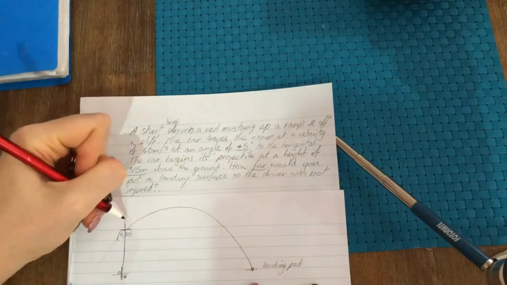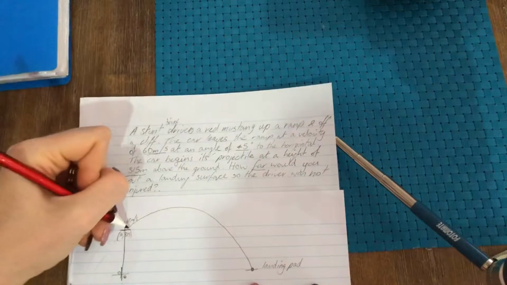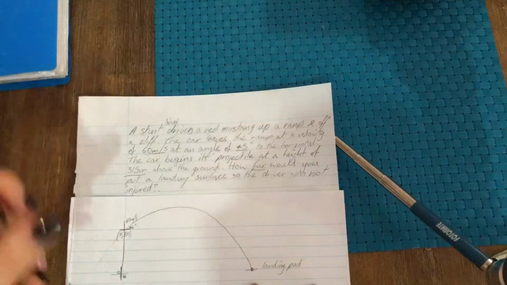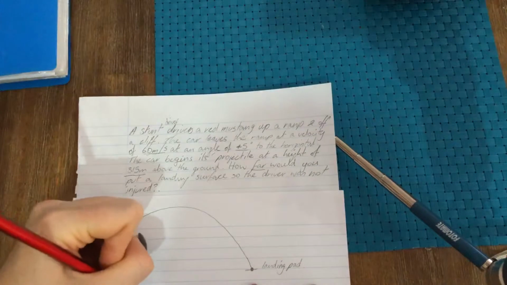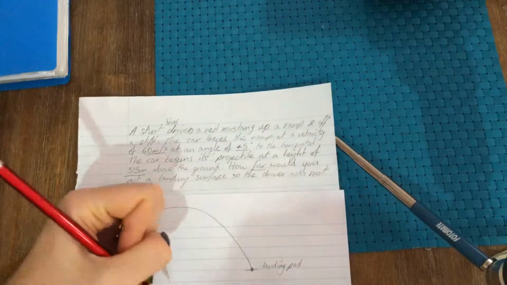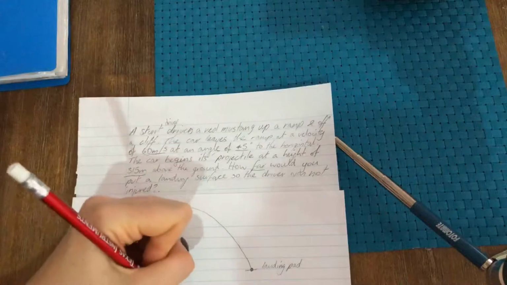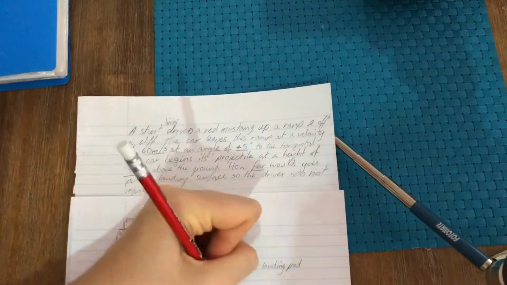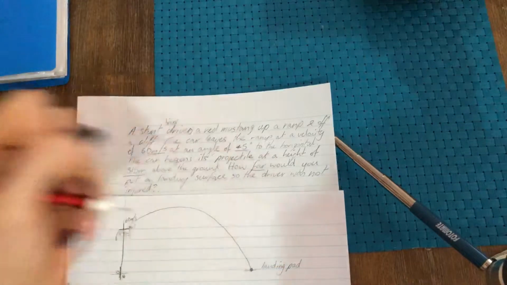Okay, so my initial velocity is 60 meters per second, and that's at an angle of 45 degrees. So we can get our velocity vector. That's 60 cos 45 degrees i plus 60 sine 45 degrees minus 9.8t in the j direction.